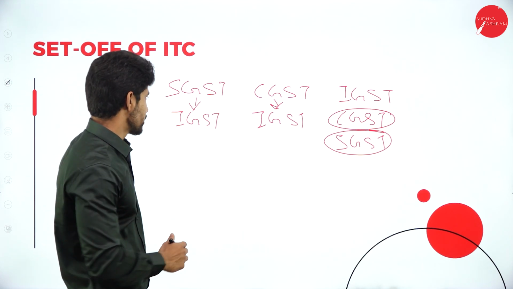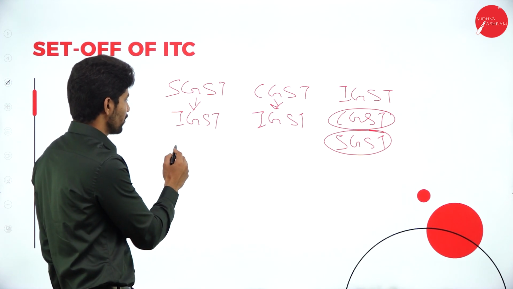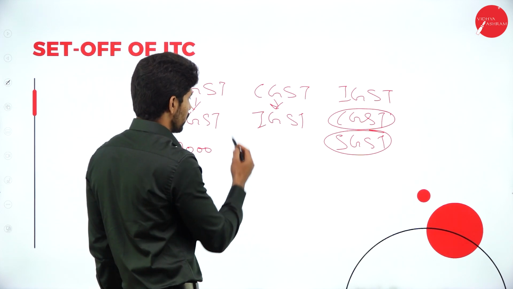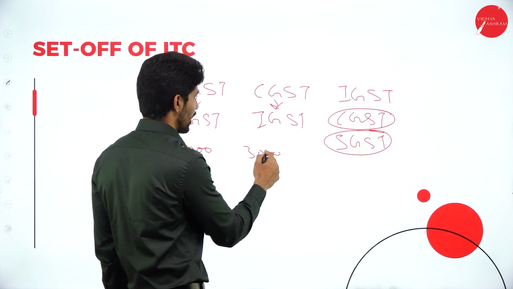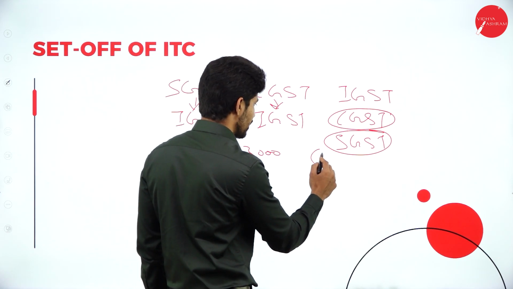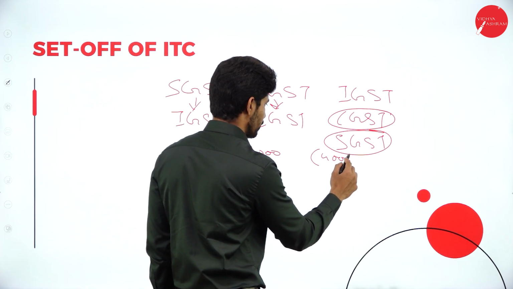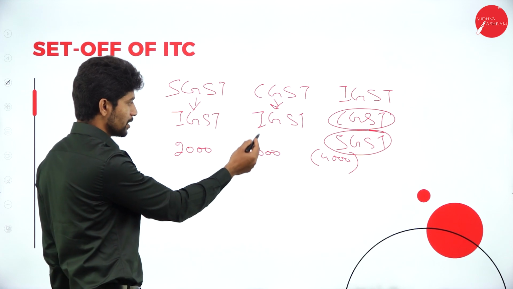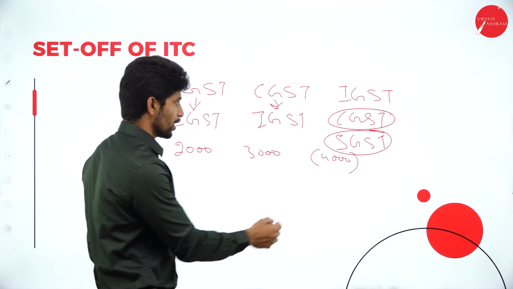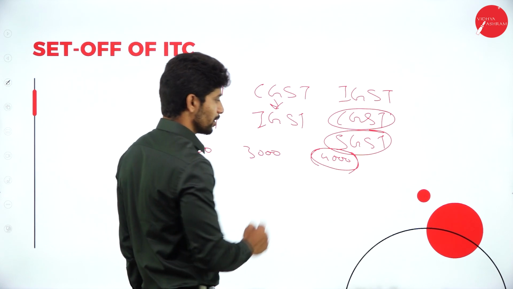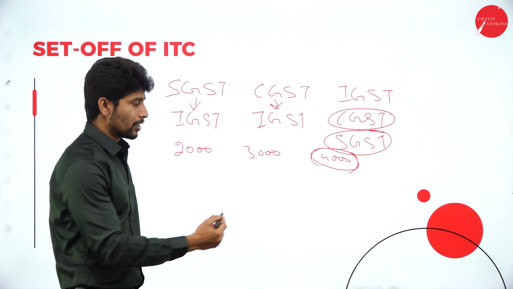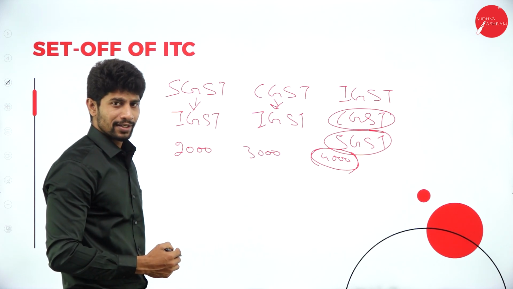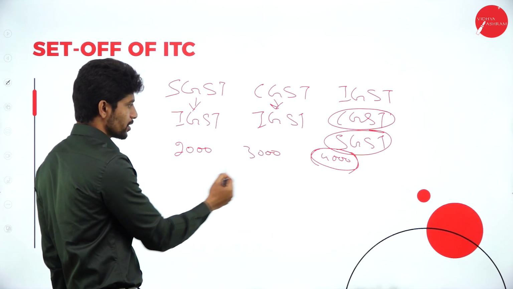For example, under SGST, let us say you have 2000 rupees. Under CGST, you have 3000 rupees. And under IGST, you have minus 4000 rupees. That means in your account, you have plus 2000 under SGST and 3000 under CGST, but under IGST you still have to pay 4000 rupees to the GST authority. So you can pay this 4000 by using SGST and CGST. You can use this 2000 to pay that 4000.